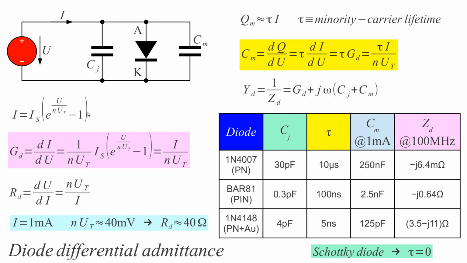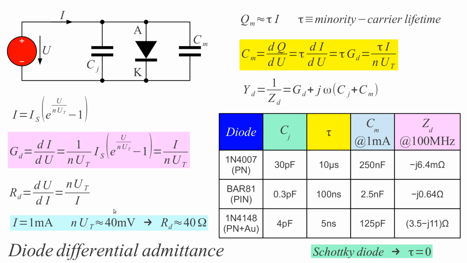And in order to get the differential conductance, we can simply differentiate current versus voltage. We can calculate this differentiation, and if we look at the result here, actually this is the current through the diode. So we have the differential conductance expressed with the current. If we flip the result, we have the differential resistance expressed with the current, expressed with the thermal voltage, expressed with the diode ideality factor.